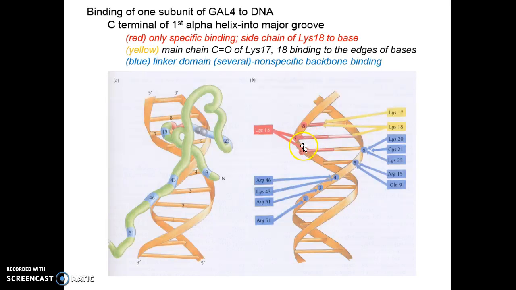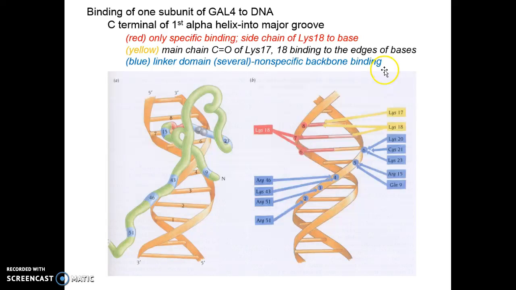There is only one single specific binding that occurs by lysine 18, and also yellow region explains the binding between protein and bases. But in this case, main chain CO carbonyl group of lysine 17 and 18 just contribute in binding to the edge of bases.